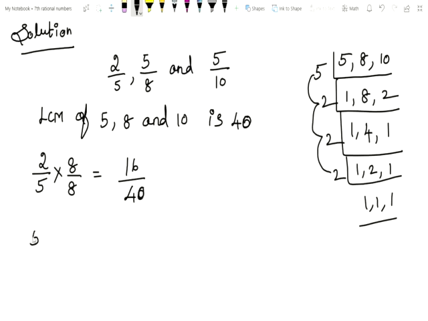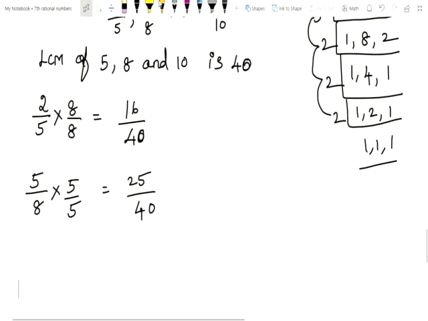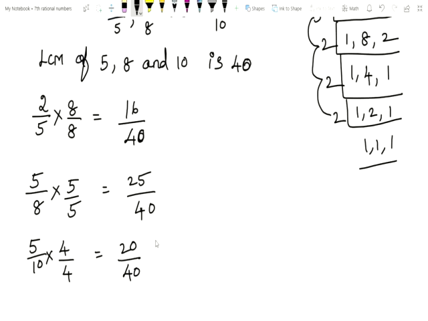Next, 5 by 8 into 5 by 5, because 8 fives are 40. So 25 by 40. Next number is 5 by 10. Multiply by 4. 5 fours are 20. 20 by 40. Now the denominators are the same. Now you compare the numerators, which is greater. 25 is the greater. Okay.